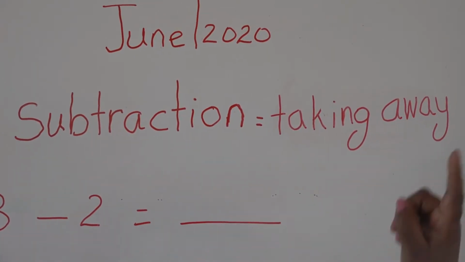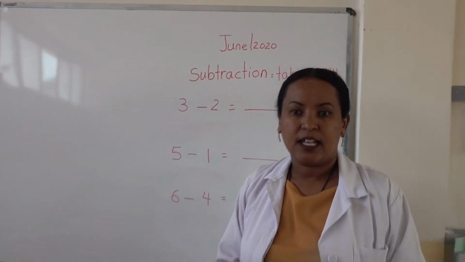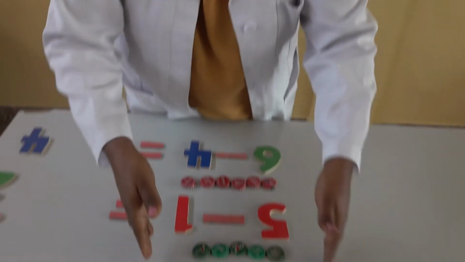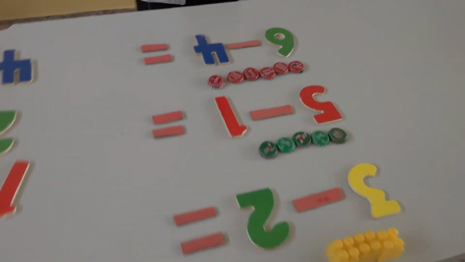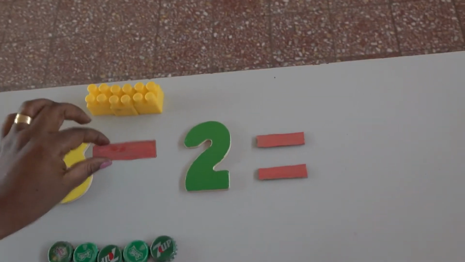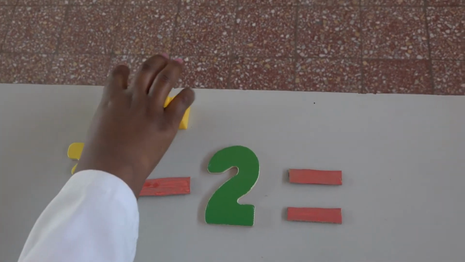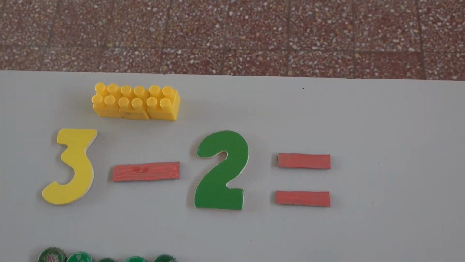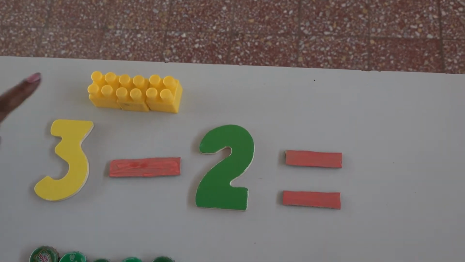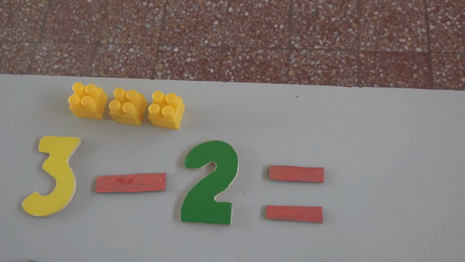Subtraction is taking away from a group or number of things. I'm going to show you with some objects and numbers here. Okay. This is the symbol of subtraction. We call it minus, okay? Here are 3 blocks. Shall we count together? Let's count together. 1, 2, 3, right?